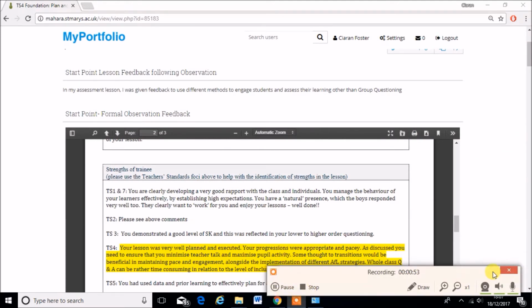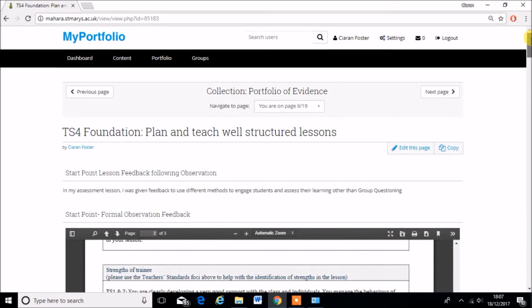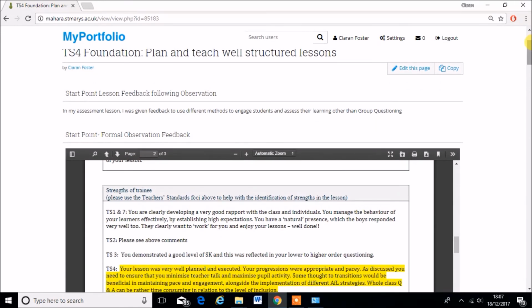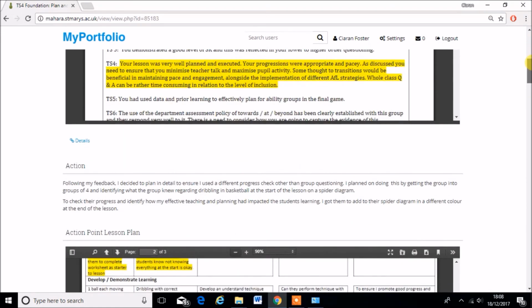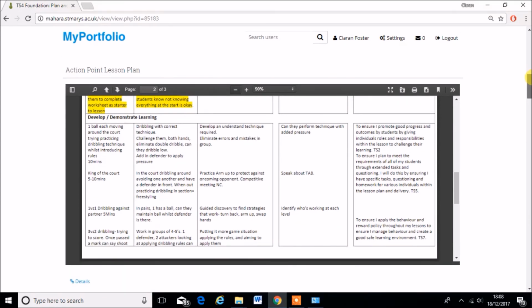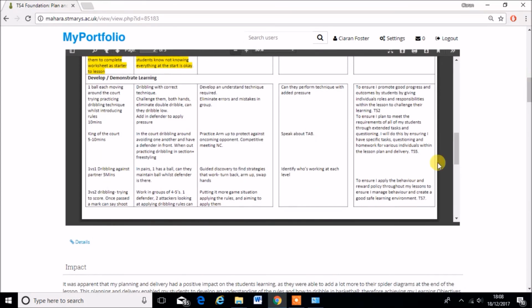So that's just a brief recap on TS4, my foundation placement, looking at planning and teaching well-structured lessons. As I said in my other videos, if you'd like to look over my evidence in more detail or zoom in more, which I'm not sure how it comes up in the video, then feel free.